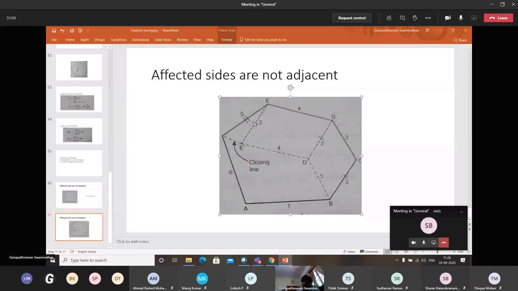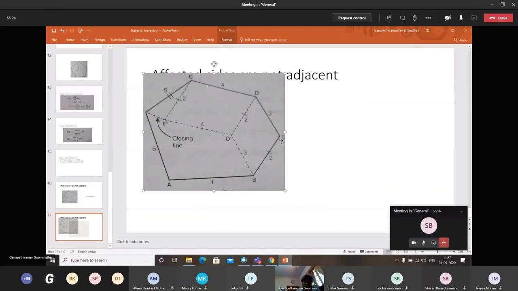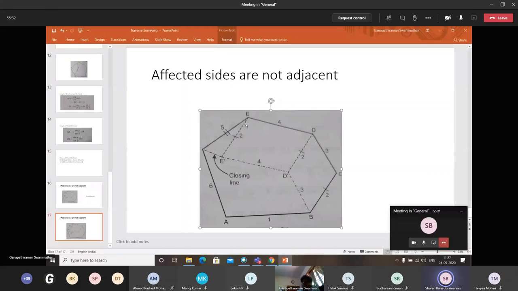In the case where they are adjacent, the adjacent sides are affected, but here it is not the case. So the length or bearing of BC has not been measured, and this EF is an affected side. Sir, but E dash E is not parallel to BC, no, sir? Not necessary. No, actually it is parallel. This line is parallel to this.